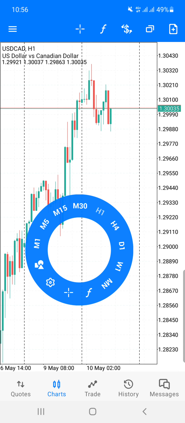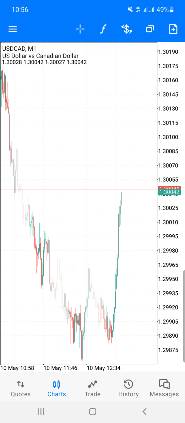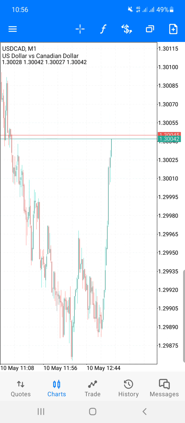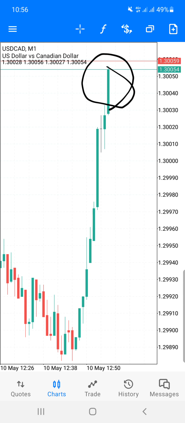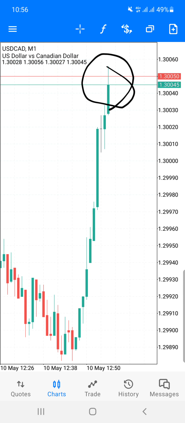Now what does this mean? If I click on M1, that is a 1 minute time frame, each candle forms and completes in 1 minute. So if you wait a little bit, you notice that this one currently forming here will soon close, because this is the 1 minute time frame. Each candle takes 1 minute to form, whether it's a bullish candle or a bearish candle.